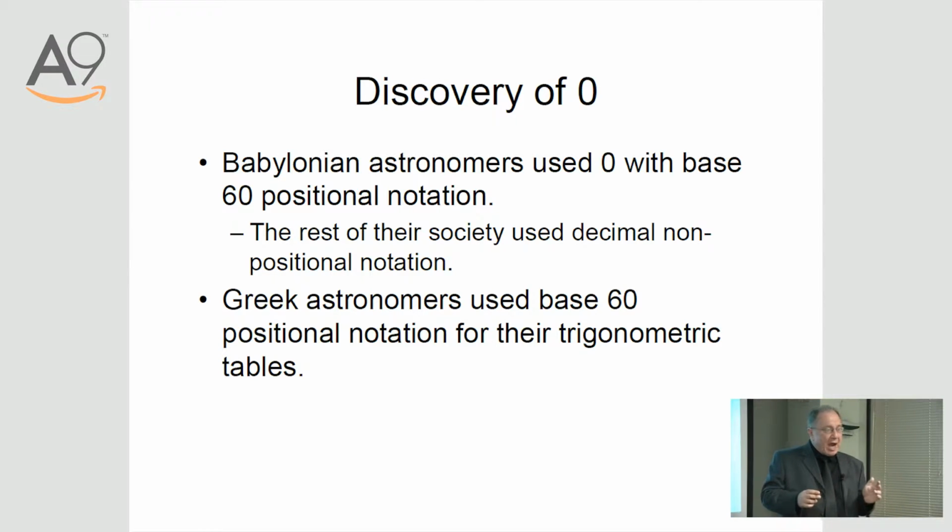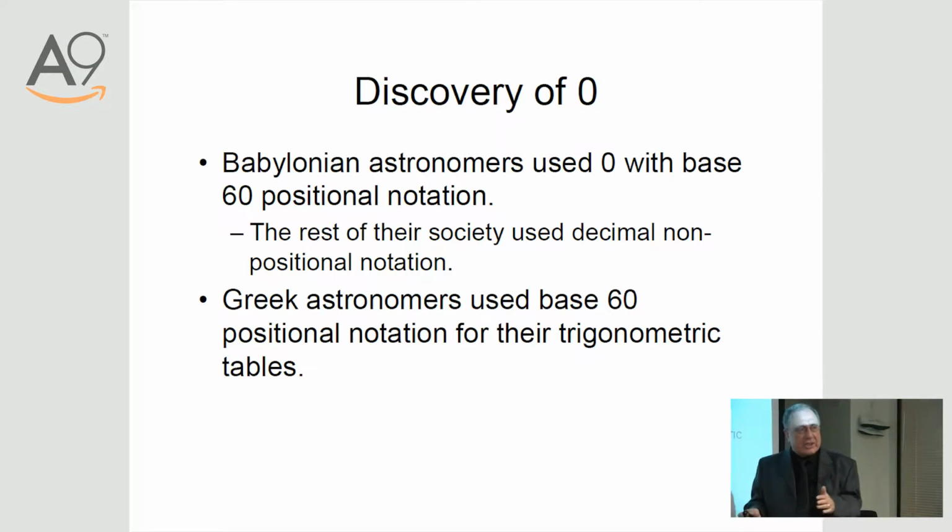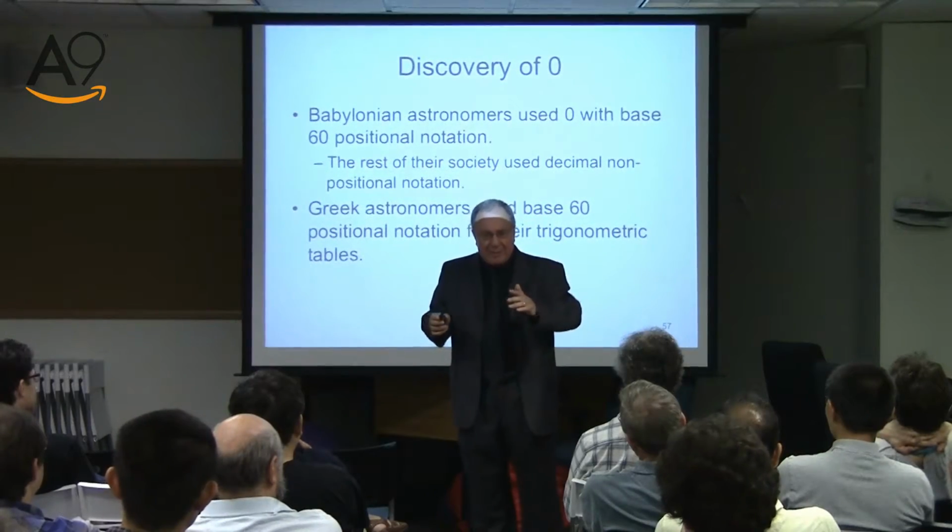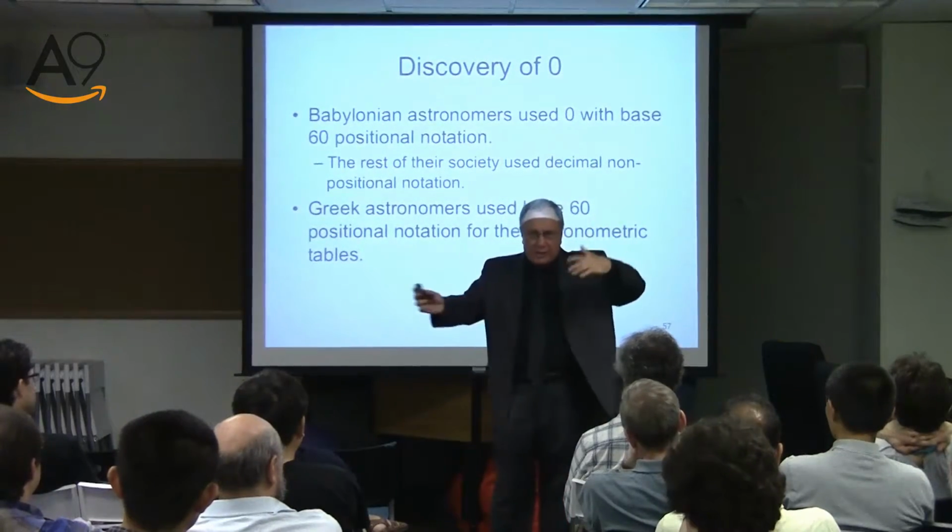By the way, there were Babylonian merchants at the same time. And Babylonia was a huge empire with lots of trade and things like that. So they needed to do their accounts. They, of course, were not using base 60. It's not good for accounting. They were using base 10 without 0 for many, many, many centuries.